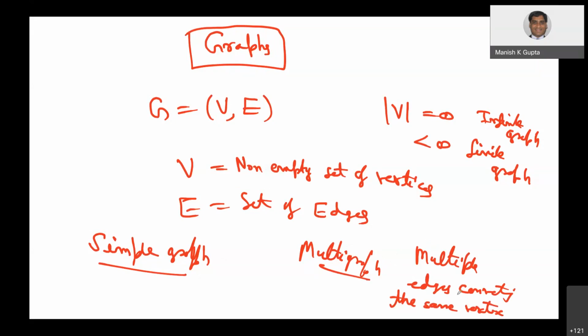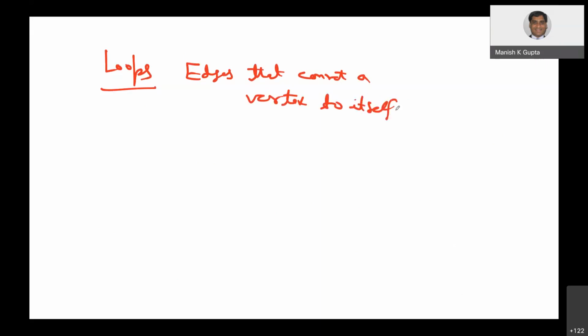Loops: what are loops actually? Loops are edges that connect a vertex to itself. That's called a loop. This is quite obvious. Directed graph if there is a direction, undirected graph if there is no direction. A simple directed graph has no loops and no multiple edges. Finally we have pseudographs: a graph that may include loops and possibly multiple edges connecting the same pair of vertices is known as a pseudograph. So there are multiple graph models.